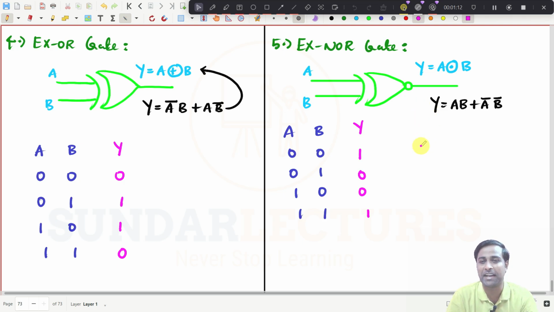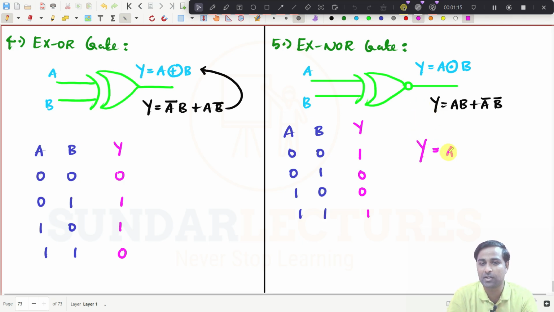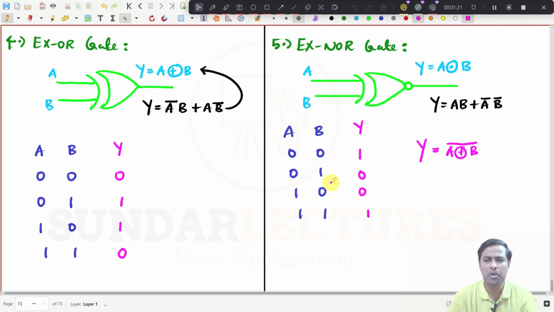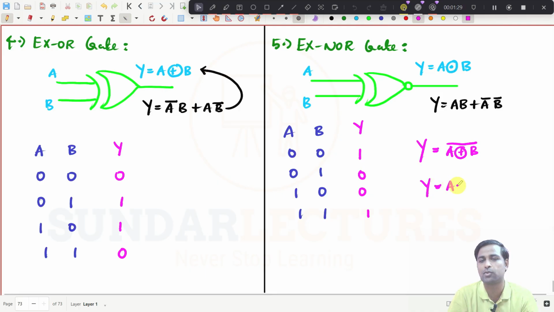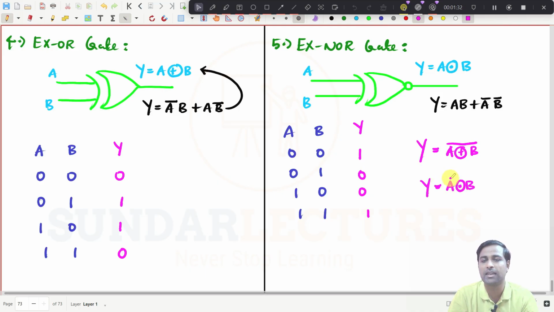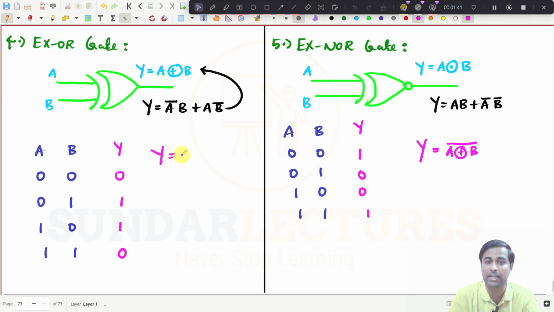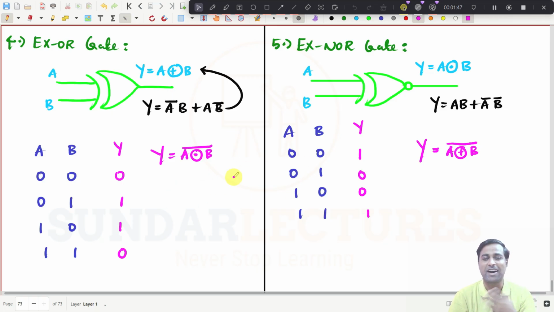What can I write here? Y is equal to A XNOR B, the whole bar. Am I right or wrong? Because if you compare these two, it is a bar. So what is the actual meaning of this? Sorry, I should not write it here, I can write it here now: Y is equal to A XNOR B, the whole bar. So these two gates are inverted in nature. Try to understand, right? This is how you need to write the expressions.